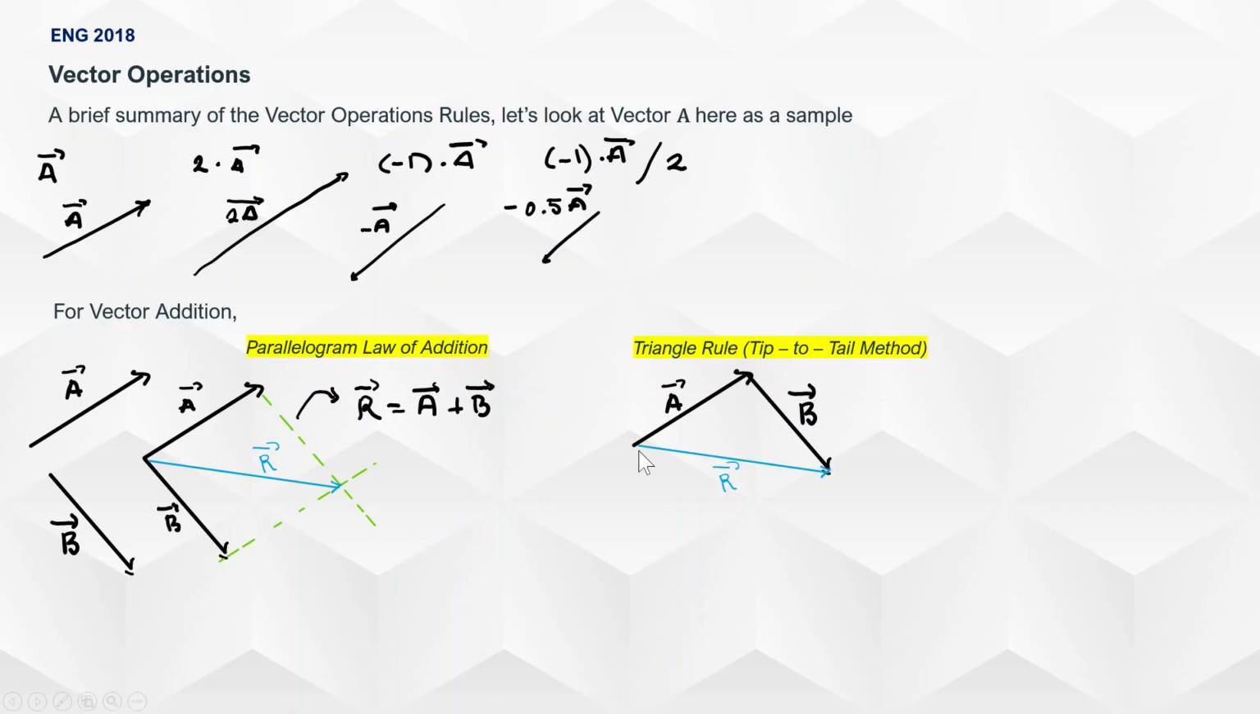So tip-to-tail method: at the end of vector A, you connect vector B, and you connect the endpoints. So from the tail of A to the head of the final vector B. And the resultant force here is equal to the summation of vector forces A and B. So in this case, this vector force R has components A and B. Its force vector components are A and B.